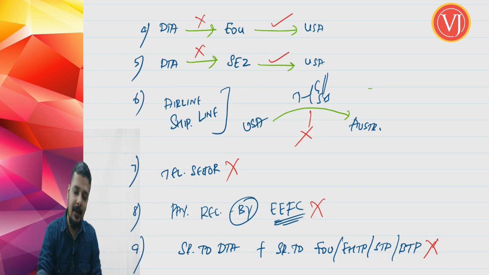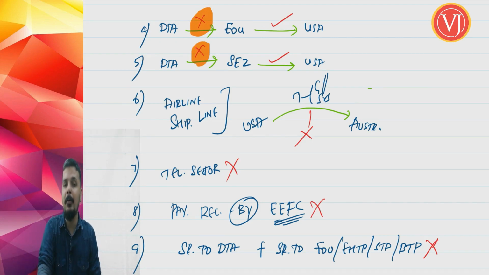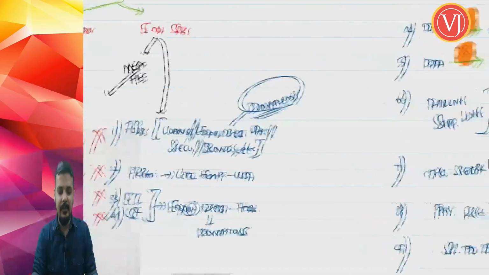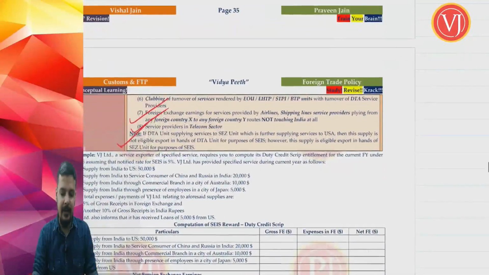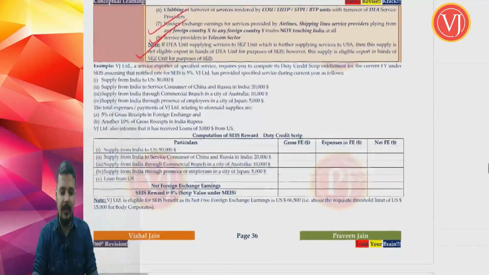Normally, friends, I am again highlighting this in a special color. Normally for your other benefits of foreign trade policy, DTA to EOU is counted, DTA to special economic zone is counted. But for your MEIS scrip and SEIS scrip, this is not counted. Friends, if you understand this, you are done with this entire discussion. An example would complete this entire discussion.